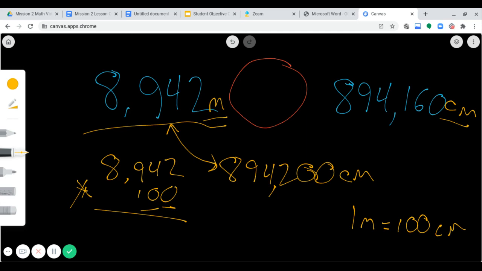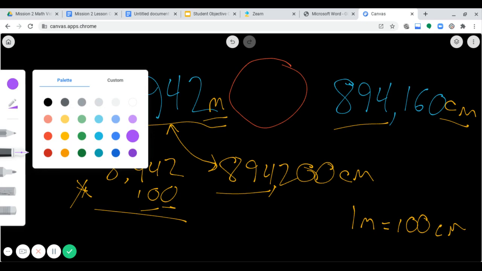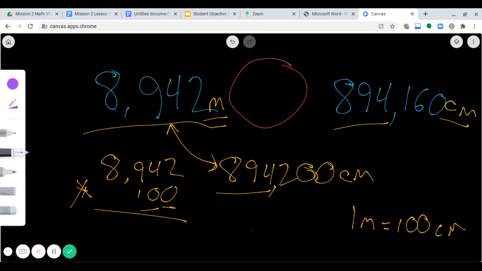Let's see. They both have 894 thousands. Let's change color here. That's the same, so now let's look at how many centimeters are left. This has 200, and this has 160. What's greater, 200 or 100? Well, 200 is greater. I know that because I'm just working from left to right in my place values. That's going to be the greater value, because the 200 is greater than the 100.